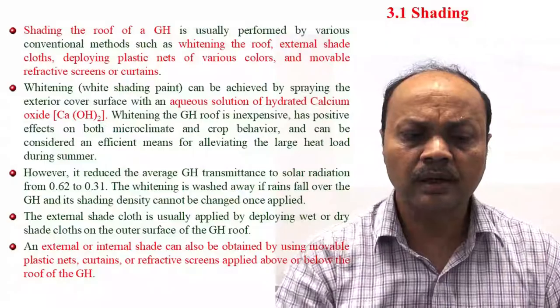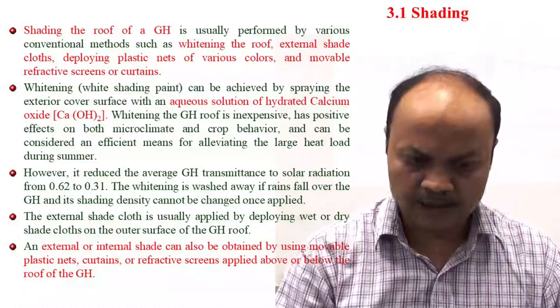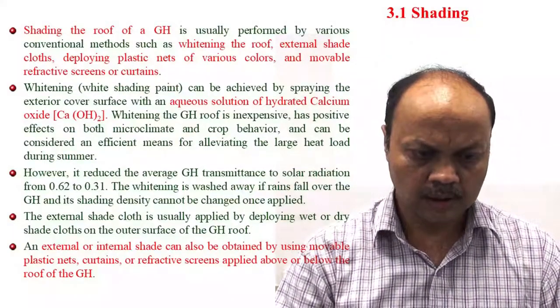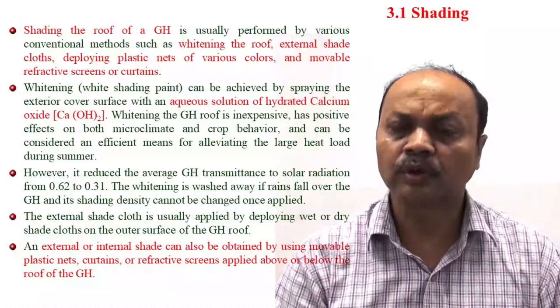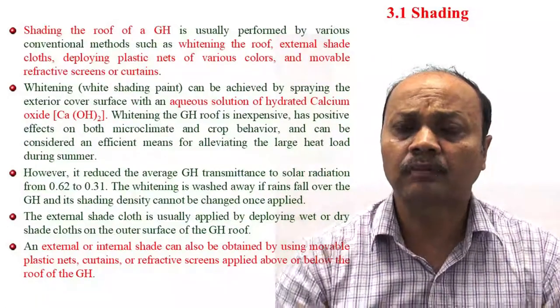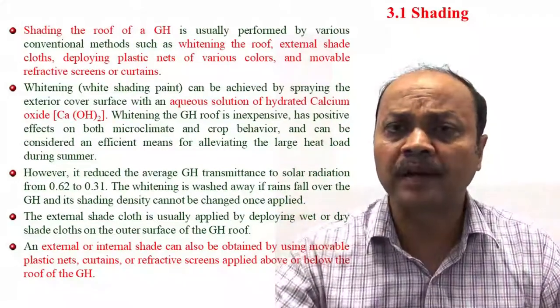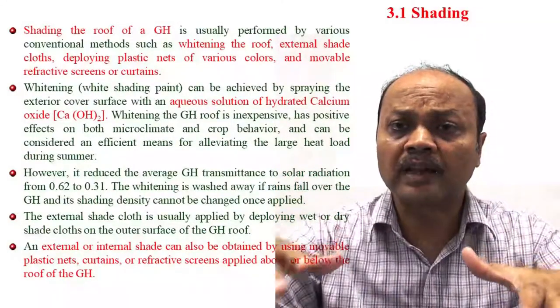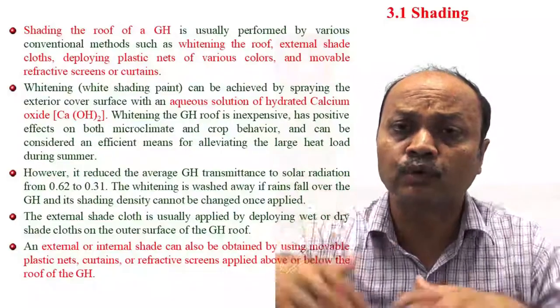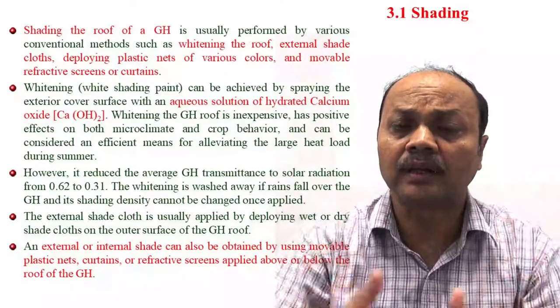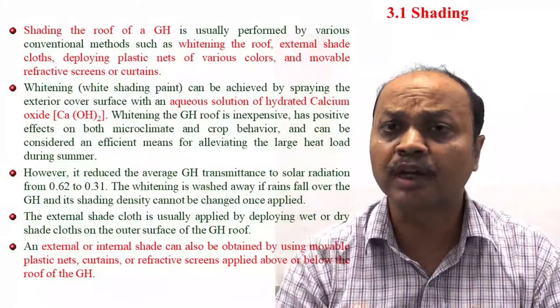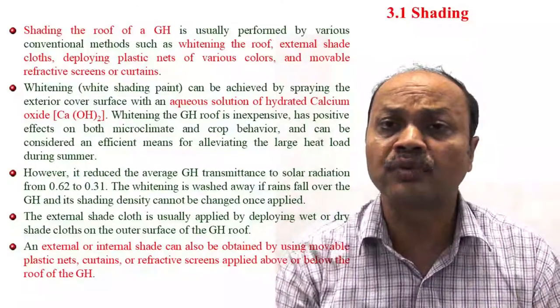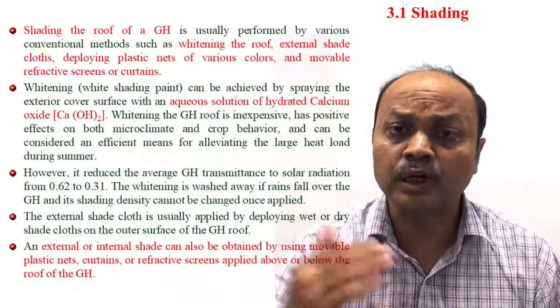Normally you give calcium hydroxide. Sometimes you give paint that is washable paint. During summer you put calcium hydroxide, whose color is white, so when the light energy comes on the surface of a white body, it is reflected. Due to that we wear white clothes during summer season, due to reflection.